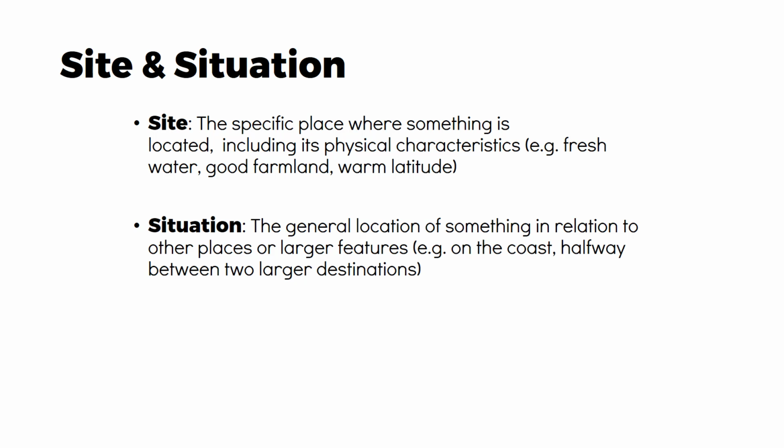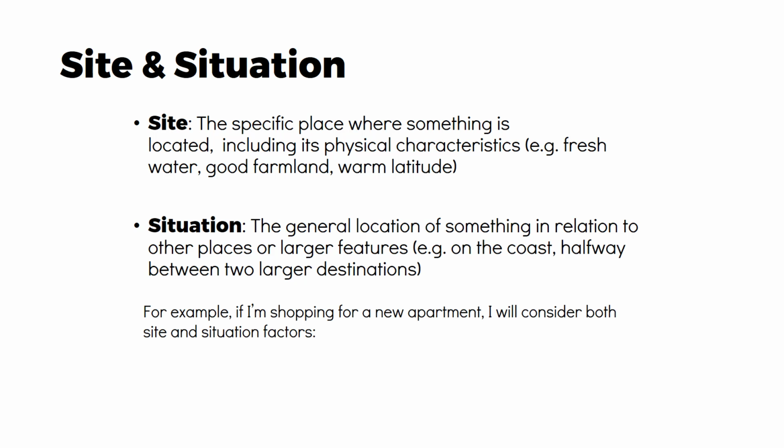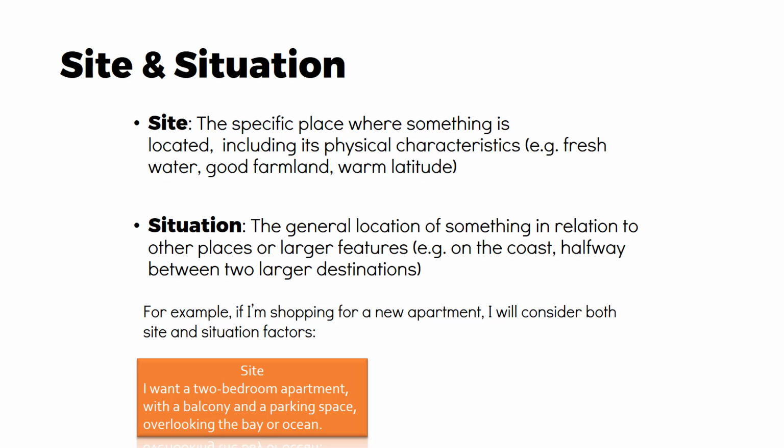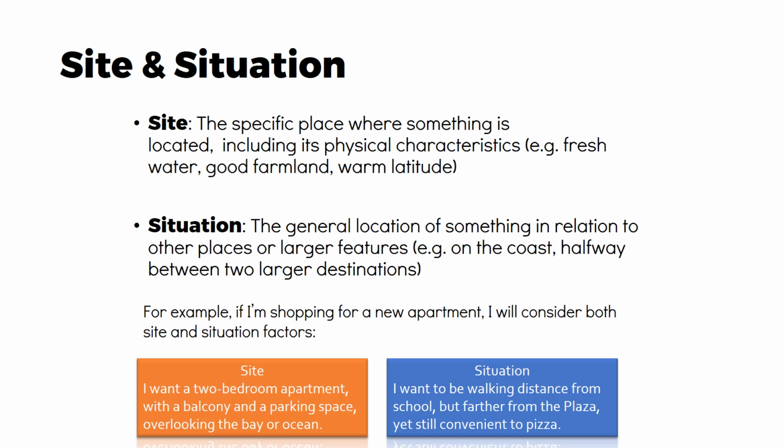Situation is the description of that site in relation to other things. As an example, when you're looking for a place to live, you're probably looking at both site and situation. Site factors would include number of bedrooms, the view, rent, parking spaces, etc. Situation refers to the relative location of that apartment. So I might find several apartments with relevant site characteristics, but situation will likely remove most of them from my list.